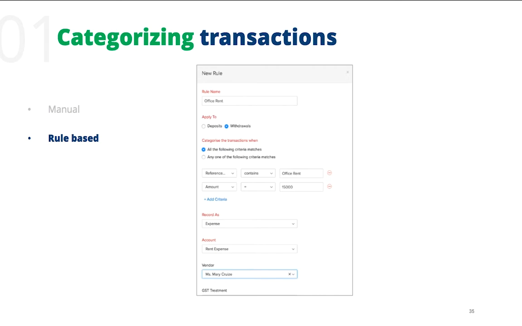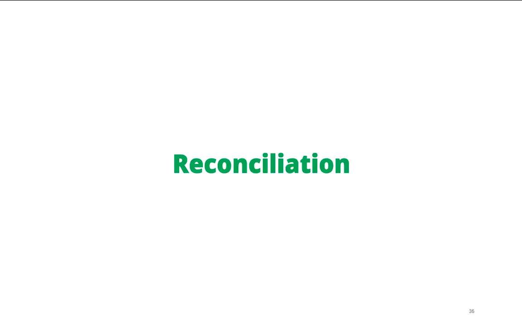So like I said, first you have to give a reference number, which in this case can be office rent, and then the amount. So if the office rent amount is fixed at 15,000 rupees, it will be categorized as an expense and will be recorded under the rent expense account. So this is how you create a rule-based transaction.